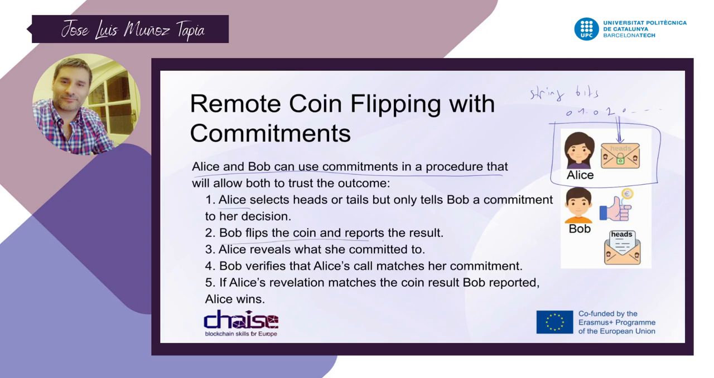And then Bob flips the coin and reports the result: Alice, I flipped the coin and the result is heads or tails. And then finally, Alice reveals the decision she was committed to, and Bob simply needs to verify that Alice's choice is the one that was in the commitment. If the result of tossing the coin was heads and I committed to heads, Alice wins. If not, Alice loses.